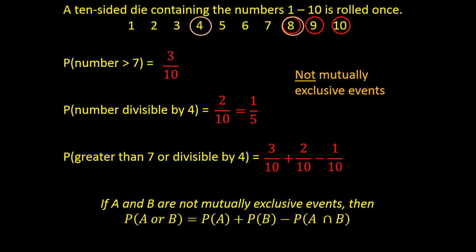So the probability that we have a number when we roll that's greater than 7 or divisible by 4 is 3/10 plus 2/10 minus 1/10, which is 4/10. And look carefully, there's only 4 numbers that are circled up there: the 4, the 8, the 9, and the 10. So the 4 in that numerator makes sense, and 4/10 will simplify to 2/5.